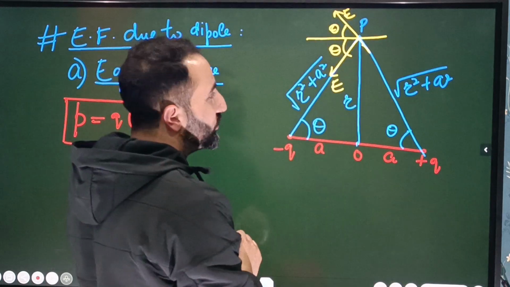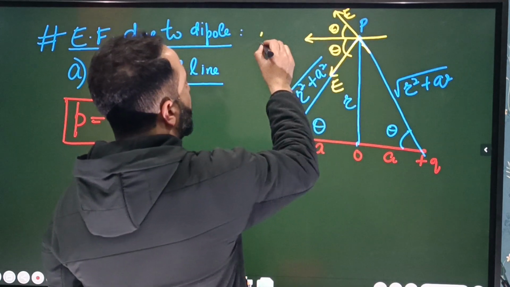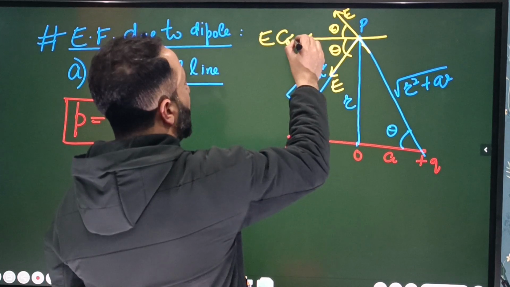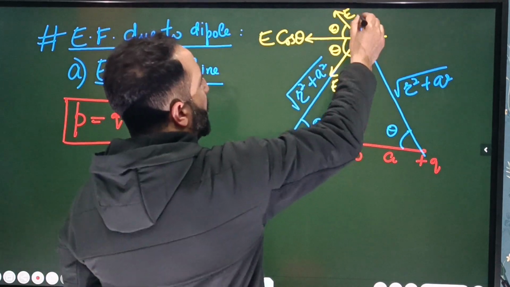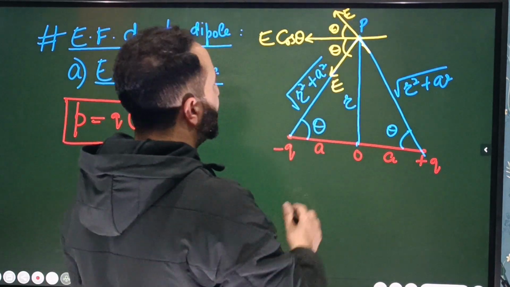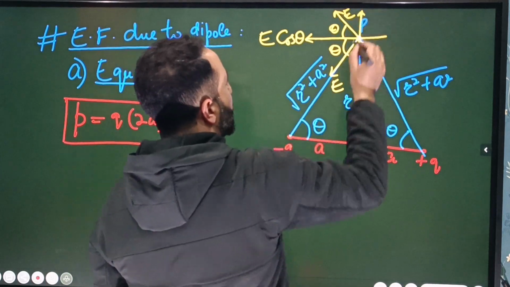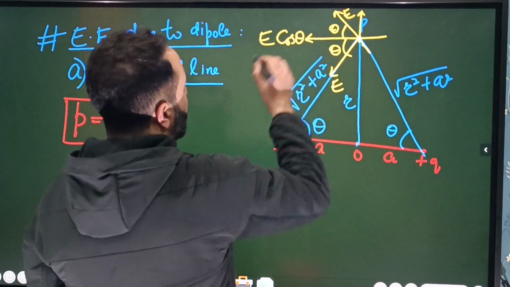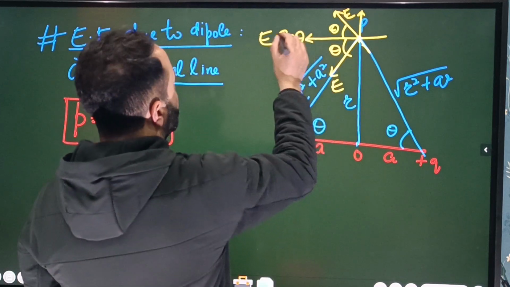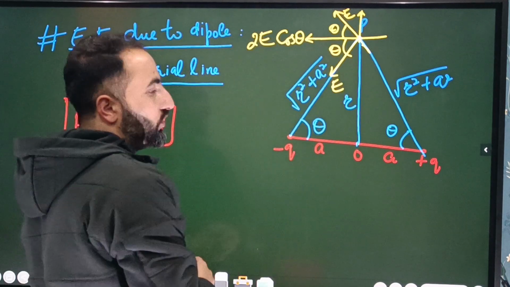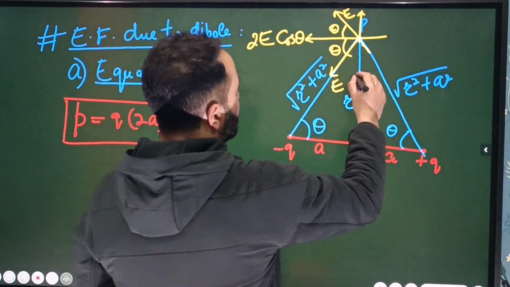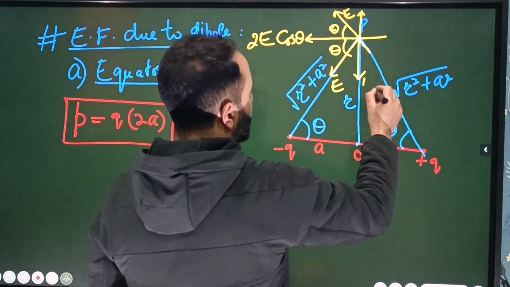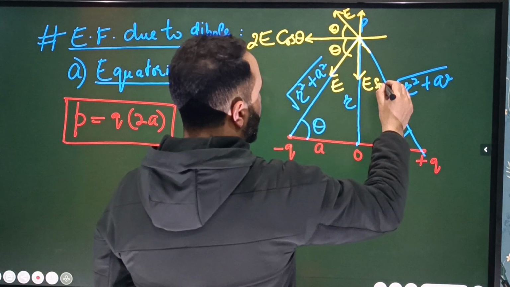Next, I will resolve this E into rectangular components. It will have 2 components. In this direction, one component will be equal to E cos theta. Then there is one more component along this direction that will be equal to E sin theta. Where there is theta, there is cos, so in this direction a component E cos theta comes. E cos theta plus E cos theta will be equal to 2 times E cos theta. The other component in this direction will be equal to E sin theta.